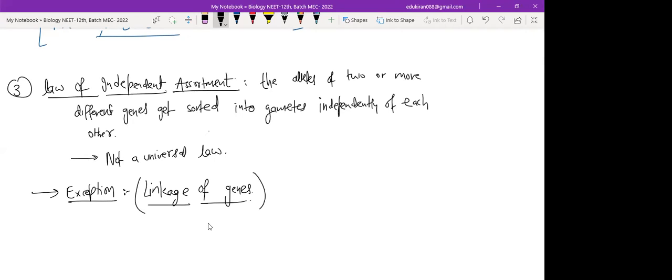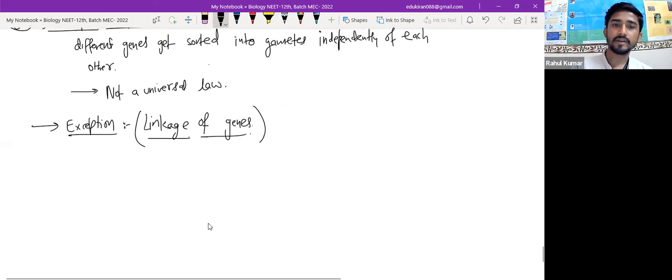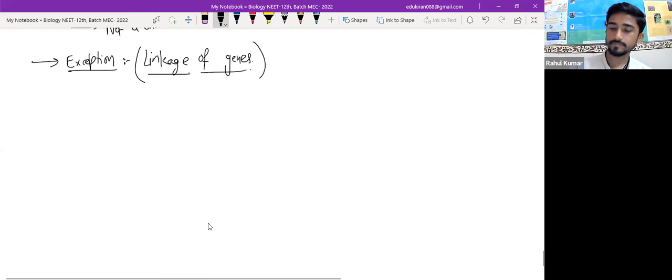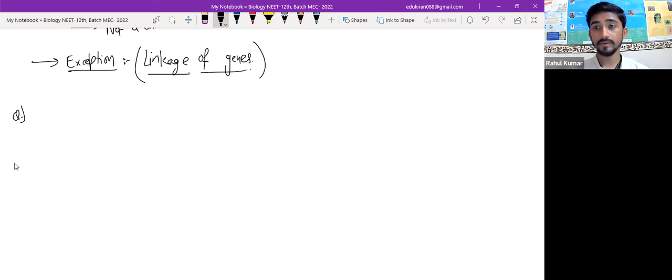So to understand law of independent assortment, let's do a question first. Write down the question and you will solve and tell me what is the genotypic and phenotypic ratio. It is a dihybrid cross and you have to follow law of independent assortment. Write down.